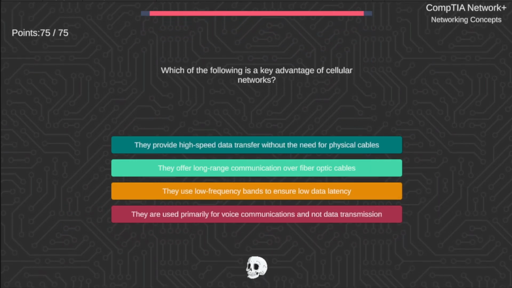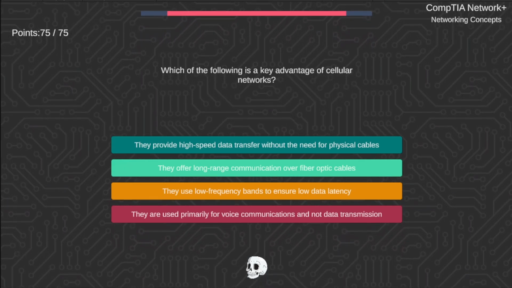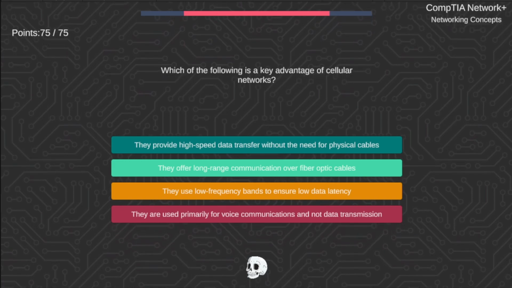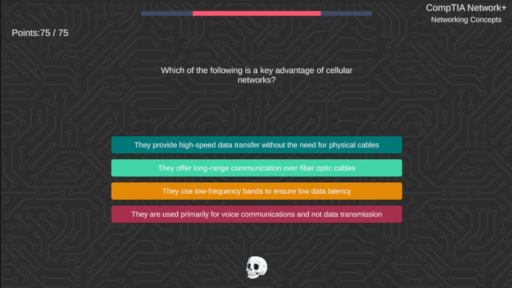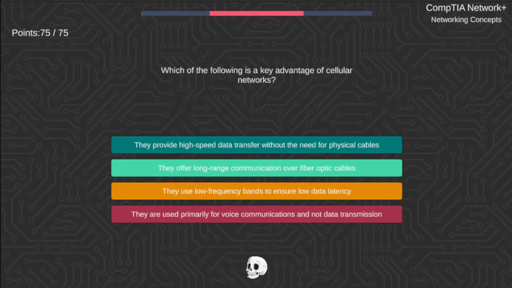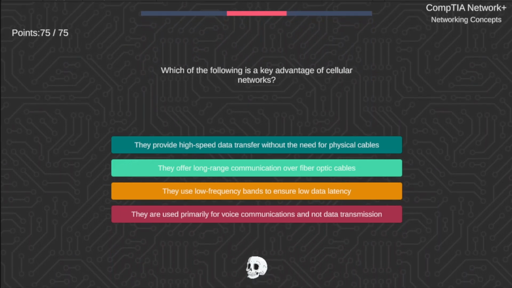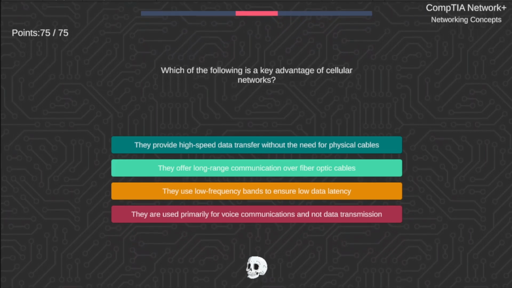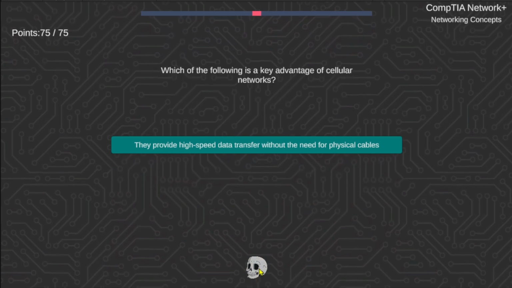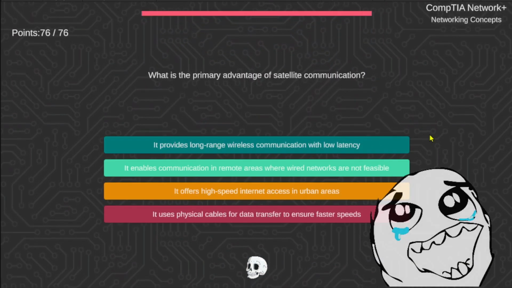Which of the following is a key advantage of cellular networks? They provide high-speed data transfer without the need for physical cables. They offer long-range communication over fiber optic cables. They use low-frequency bands to ensure low data latency, or they're used primarily for voice communications and not data transmission. Key advantage of cellular networks. Correct answer is they provide high-speed data transfer without the need for physical cables.